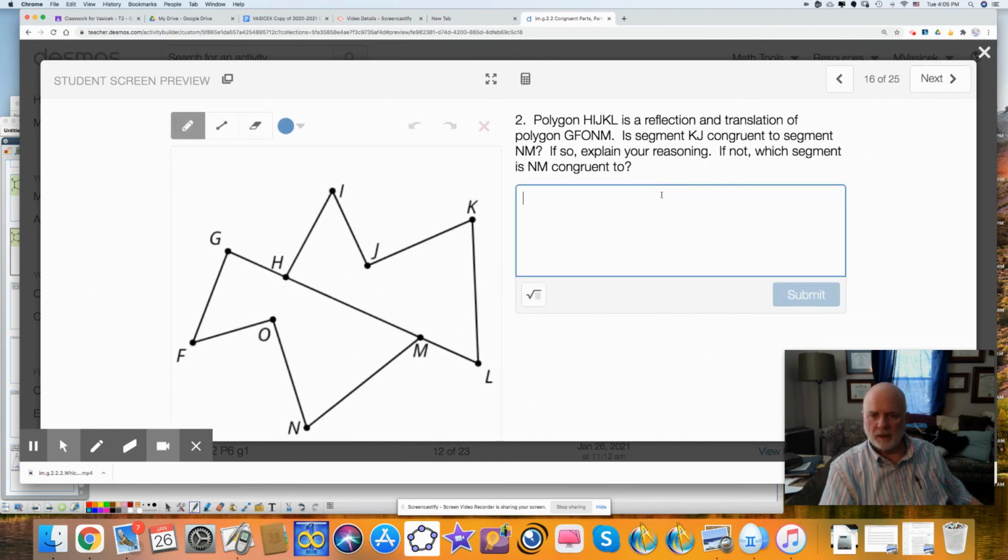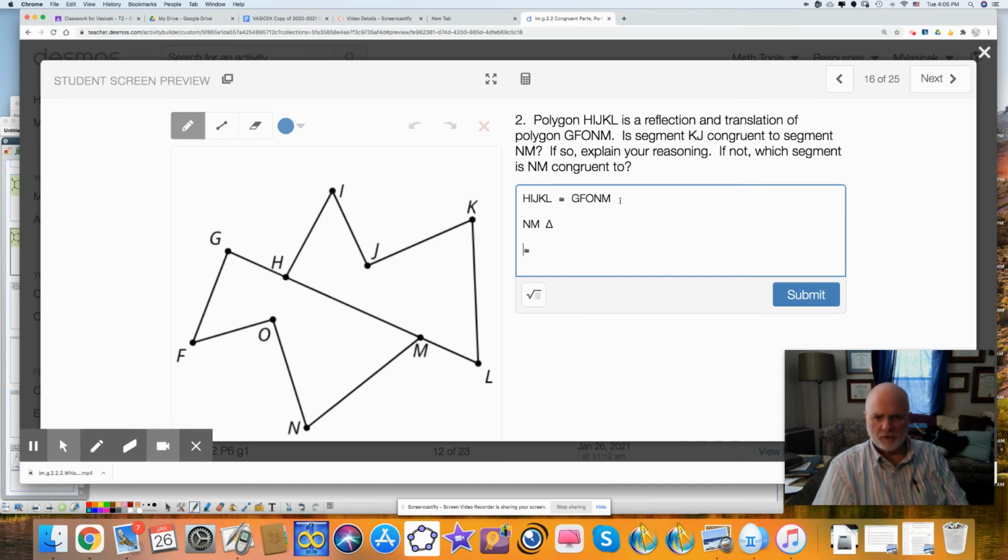So here we have polygon HIJKL, and we're told that it's congruent. I don't need the triangle symbol. It's not a triangle, it's a pentagon. It's congruent to GFONM. Why? Because there's a series of rigid transformations, reflection, translation, that maps the one onto the other. And the question is: is KJ, that's my third and fourth letter, congruent to segment NM? That's the last two letters. If not, explain your reasoning, and tell me which segment is congruent to NM.